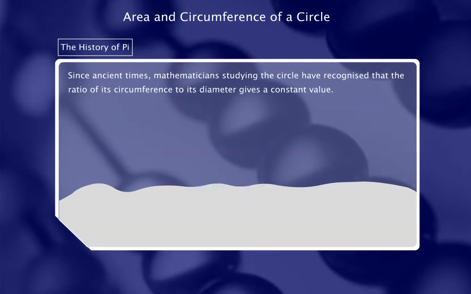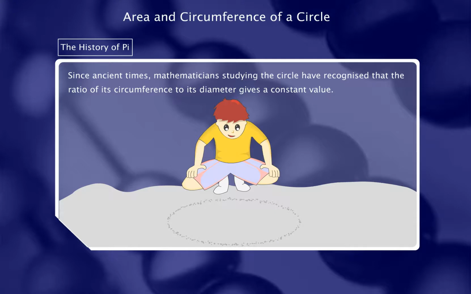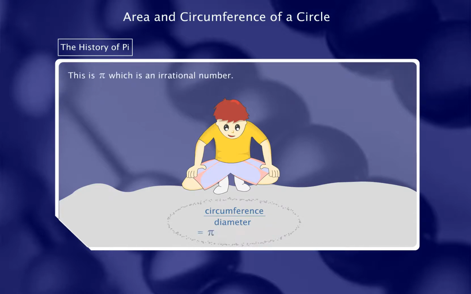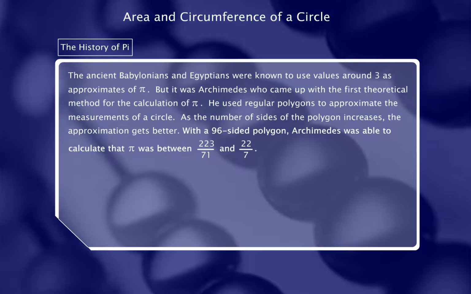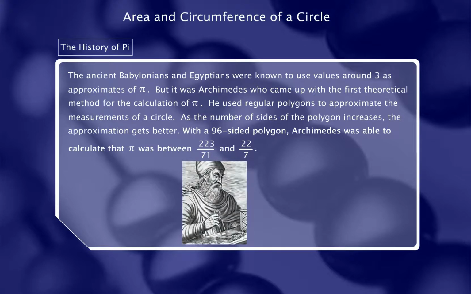Since ancient times, mathematicians studying the circle have recognized that the ratio of its circumference to its diameter gives a constant value. This is pi, which is an irrational number. The ancient Babylonians and Egyptians were known to use values around 3 as approximates of pi, but it was Archimedes who came up with the first theoretical method for the calculation of pi.